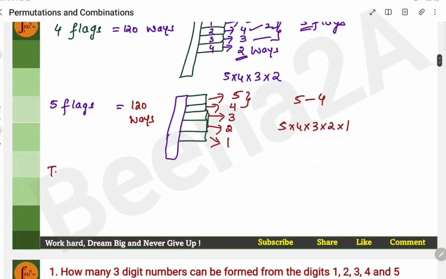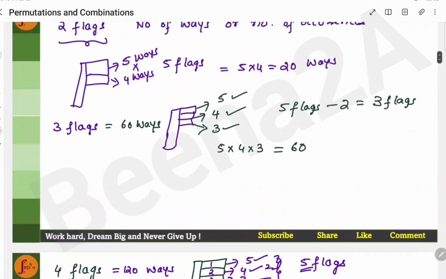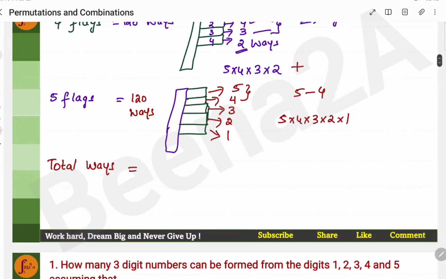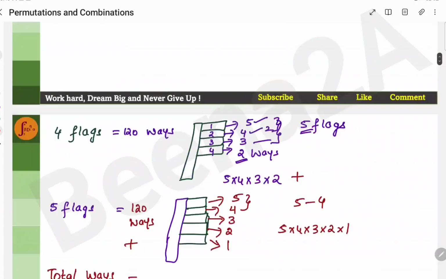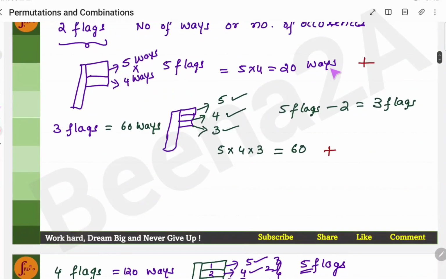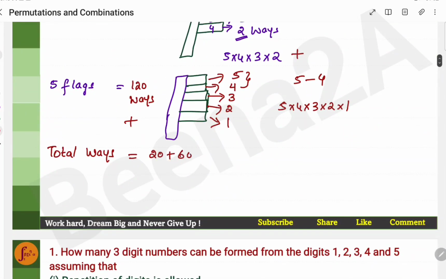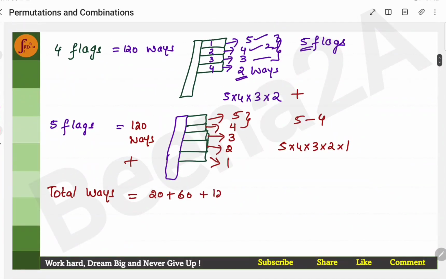Now, total ways. I have to add up all of these: this one, with this one, with this one, and with this one. So I have to add up 20 plus 60, and here I have 120 plus 120. So it's a total of 320 ways. So 320 ways is the answer.